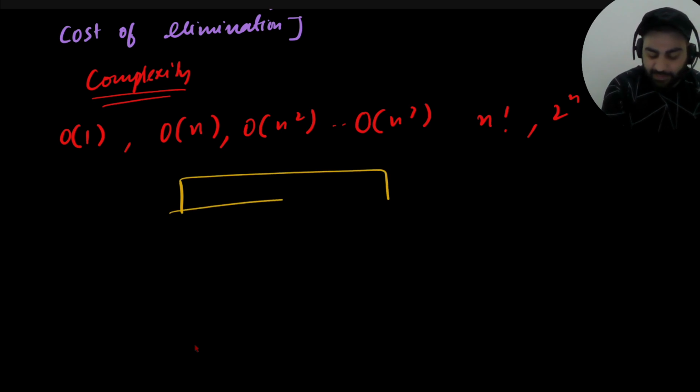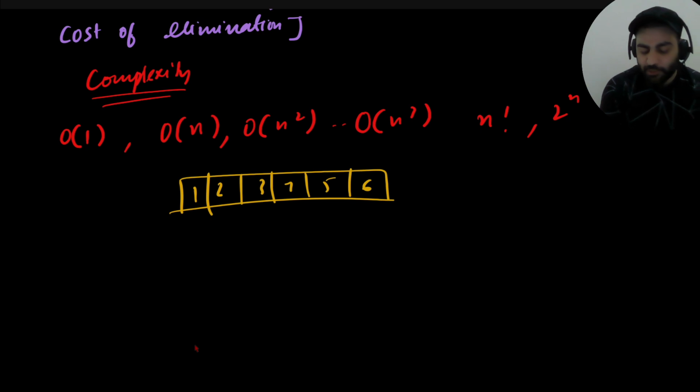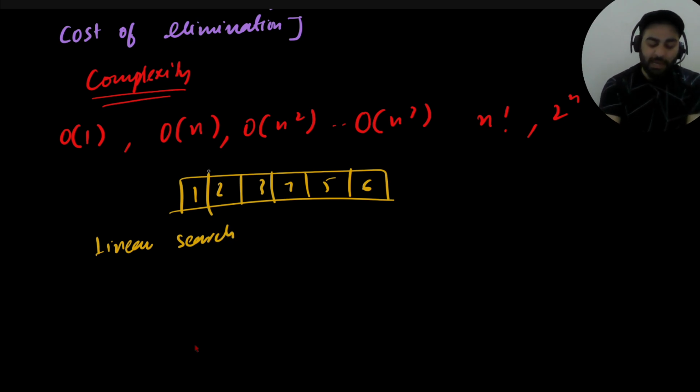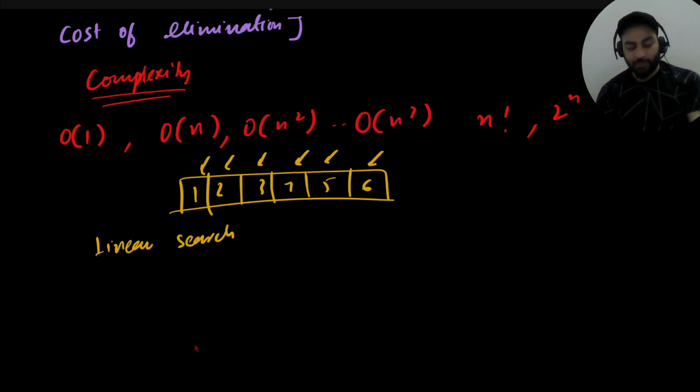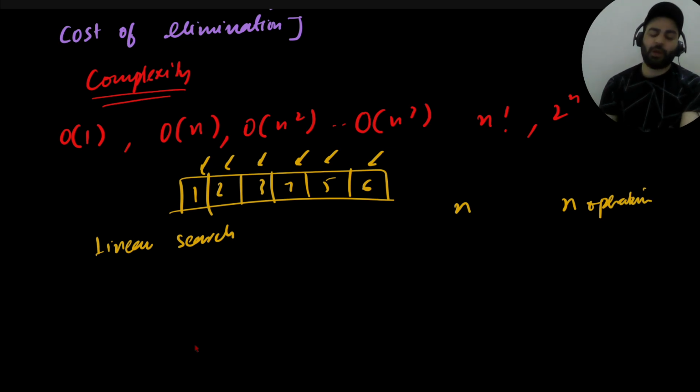Let's suppose I am doing a search in a program. I have an array of numbers: 1, 2, 3, 4, 5, 6. If I have to find a number in it, I can perform a linear search. In linear search, I go element by element and check if that element is equal to the element which I am finding. So if there are n elements, I'll need n operations.